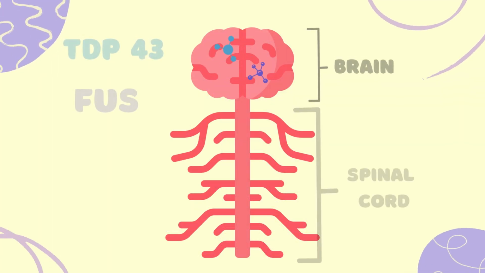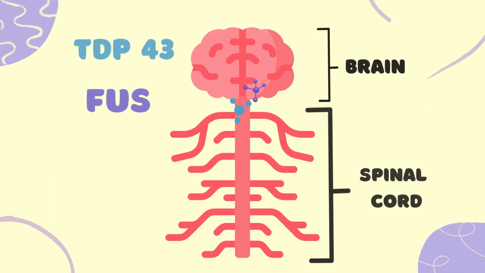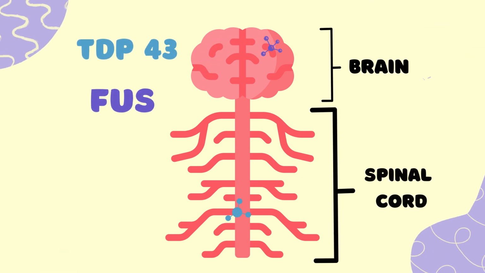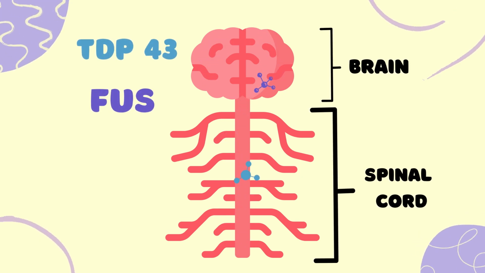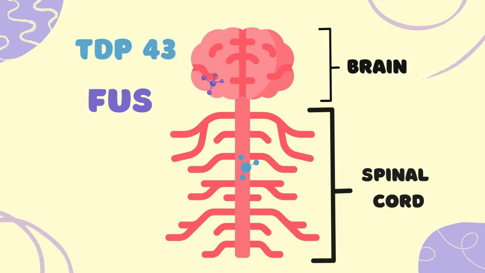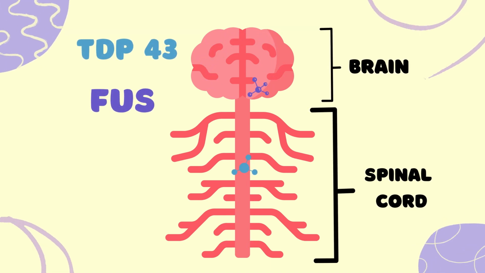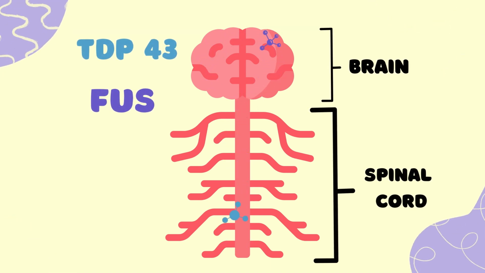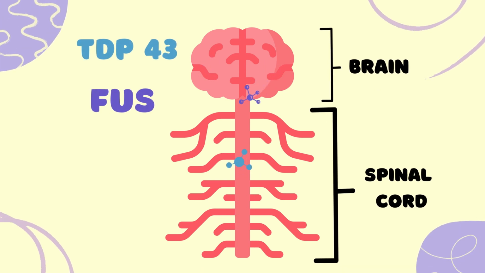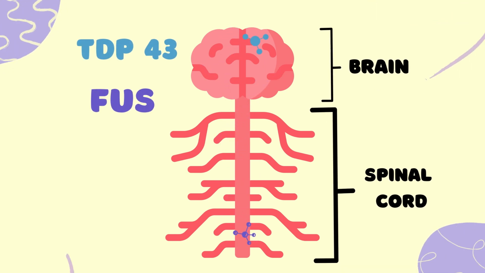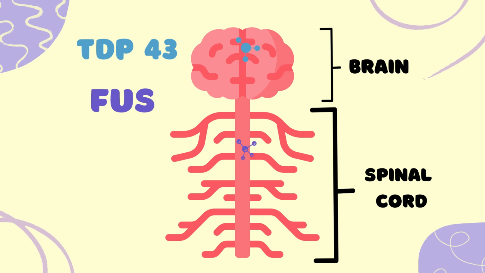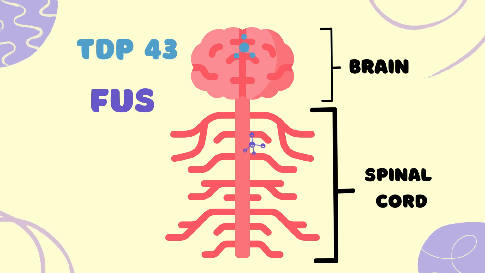In ALS, the misfolded proteins do not remain isolated within a single neuron. Much like prions, which are misfolded proteins that spread from cell to cell, TDP-43 and FUS spread through the brain and spinal cord, causing other neurons to misfold their proteins as well. This prion-like spread accelerates neurodegeneration, creating a self-sustaining cycle that makes ALS so difficult to treat.